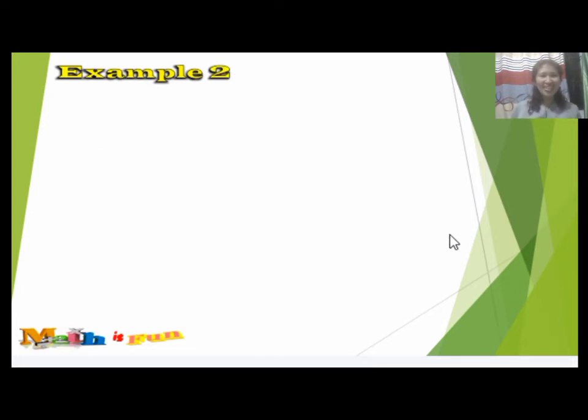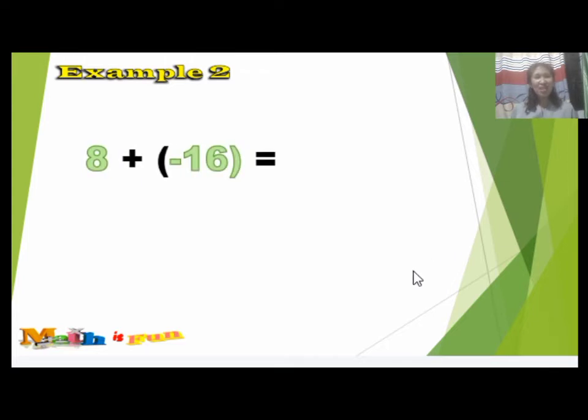Okay? So, again, let's have another example. 8 plus negative 16. What would be the sum? So, again, you have to find their absolute value. Positive 8, its absolute value is 8. Negative 16, its absolute value is 16. Then, proceed to subtraction. 16 minus 8 is equal to 8.